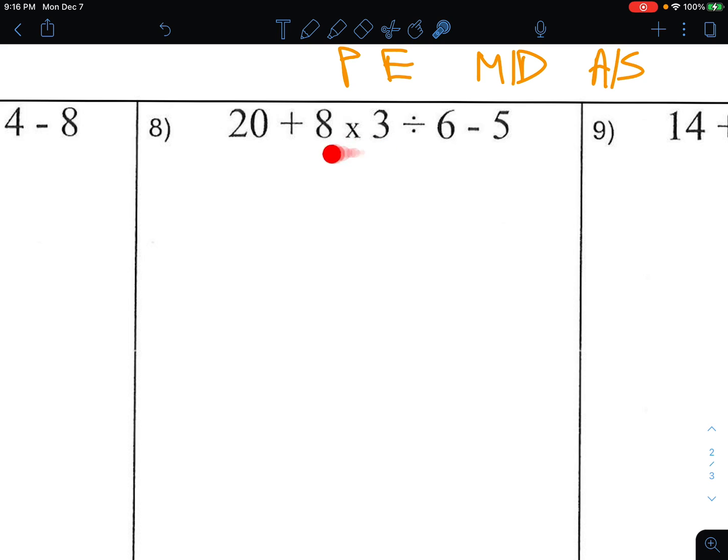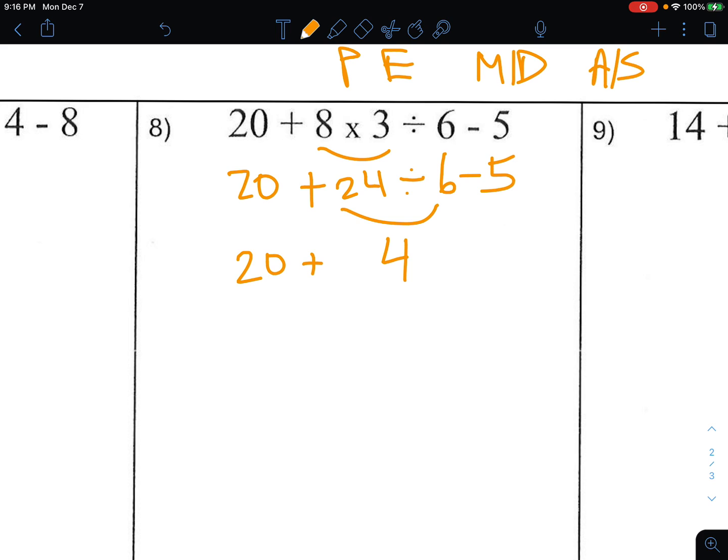We start off with multiplying because that's furthest to the left. So let's do these 2 first. 8 times 3, 8, 16, 24. Bring everything else down: the 20, the plus, the division symbol, the 6, the minus, the 5. What's next? We've got that division right there, so let's take care of that. 24 divided by 6, let's see, 6, 12, 18, 24, that is 4. Now bring everything else down: plus 20, the plus, the minus, and the 5. We just dealt with the 6, so we don't need it anymore, just like we dealt with that up there.